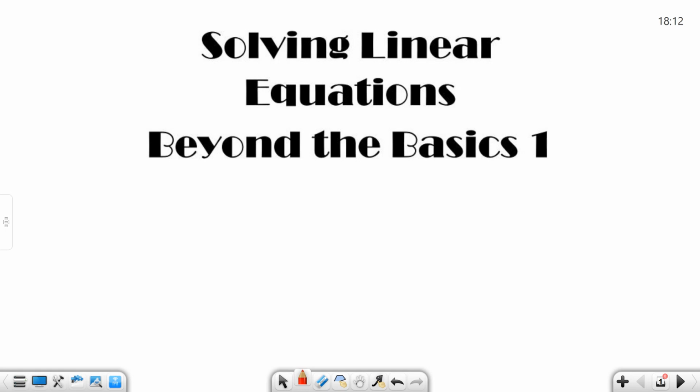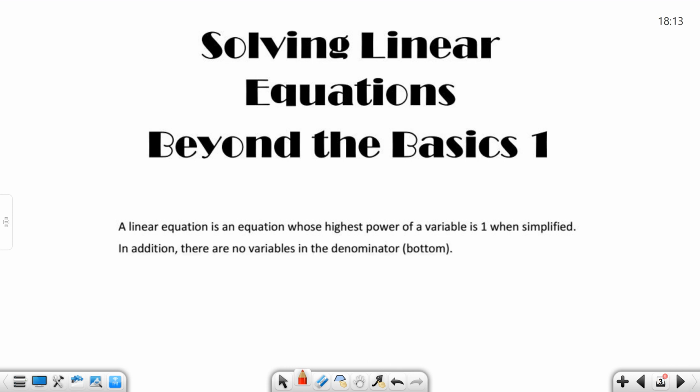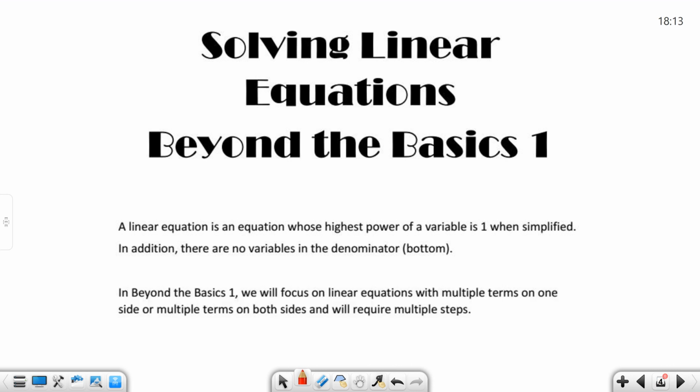Solving linear equations beyond the basics 1. A linear equation is an equation whose highest power of a variable is 1 when simplified. And I added the "when simplified" because there you could have other things going on there. But anyway, in addition, there are no variables in the denominator, or the bottom. So you can have a fraction. It just needs to have a number in the bottom, or denominator, not a variable.